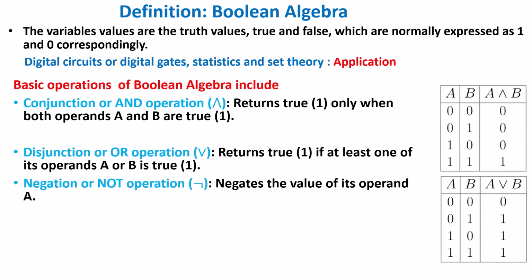Then we have negation or NOT operation. The NOT operation negates the value of its operand A. In other words, it transforms true, that is 1, into false, and false, that is 0, into true, as shown in the truth table.